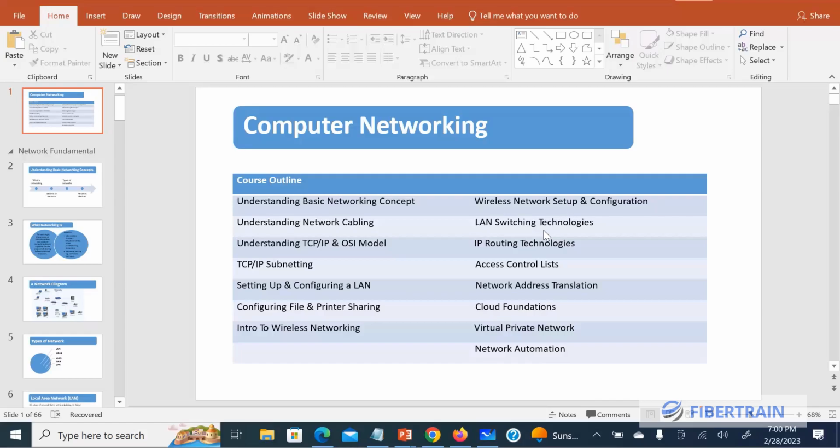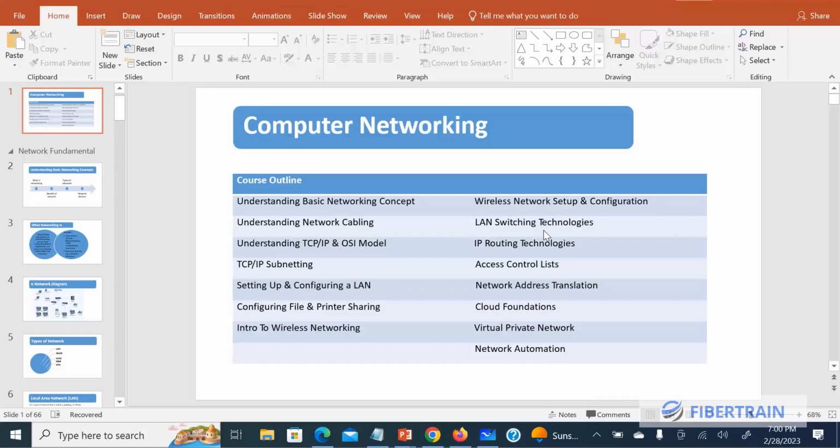And the first practical in this training will be setting up and configuring a local area network, that is building up a wired network and have all the systems on the network interconnect and share resources together. We'll look at how to configure file sharing, how to configure printer sharing, so that any of the staff we have on the network can locate the printer and print whatever document they want to print. And we'll look at wireless networking.